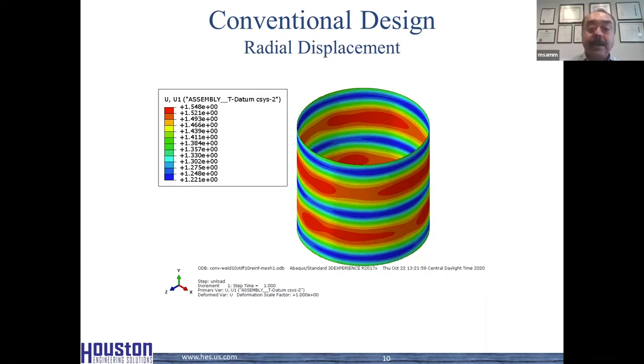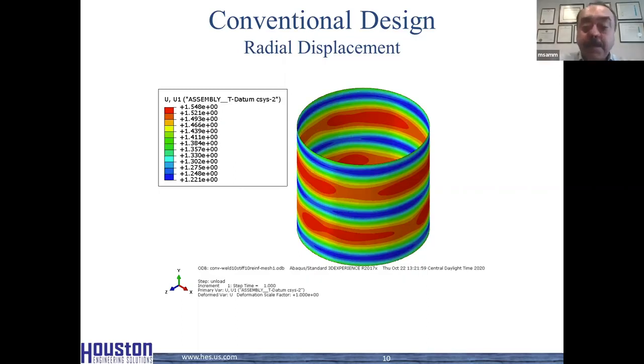So as you see in this particular analysis, we have developed 1.22 inches as the minimum radial displacement, and the maximum radial displacement is 1.548. So that's the difference between the displacement at the seam versus displacement at the middle of a shell course.